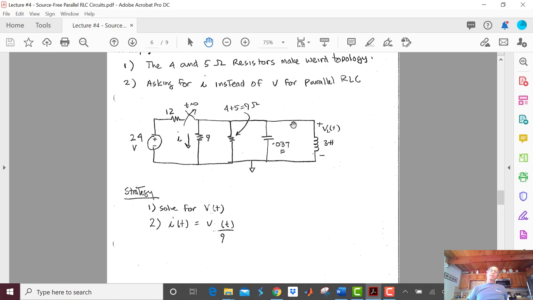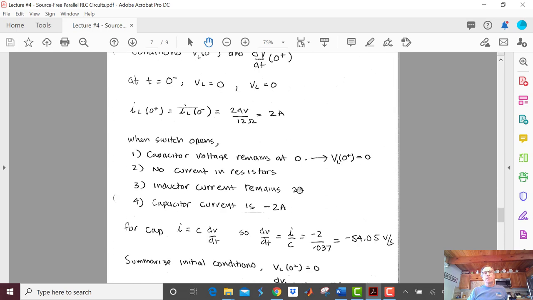And I know my inductor current is going to be 2 amps at t equals 0-. So at t equals 0, it's still going to be 2 amps. But instead of coming from this path, it's going to slurp it right out of that capacitor. So I know the capacitor current at t equals 0+. I know that i equals C dV/dt, so I can get dV/dt at 0+. That's one of the things I need.